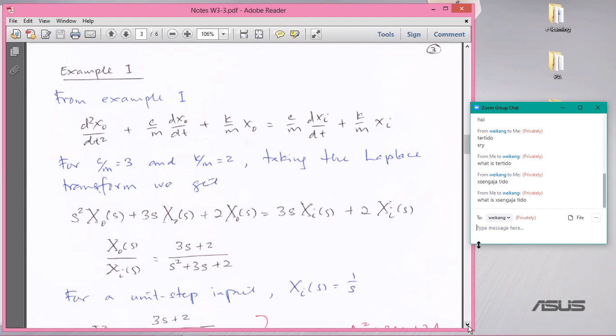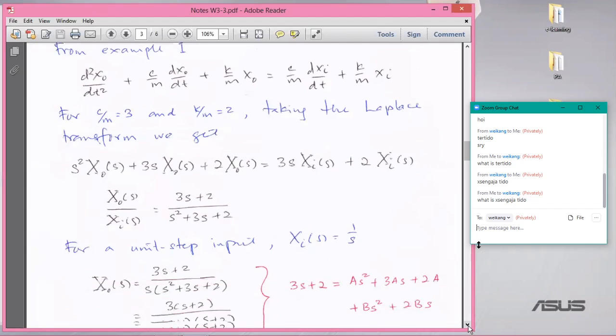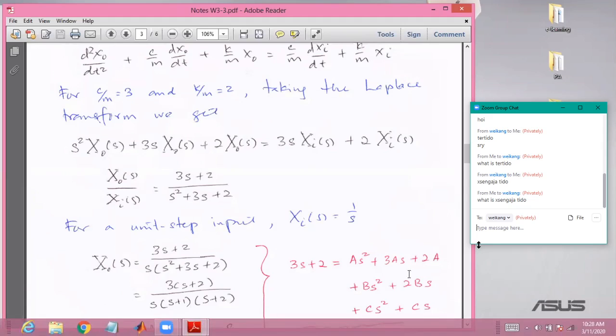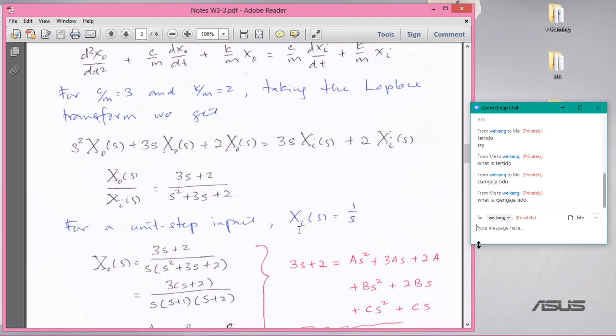And then you can solve for the transfer function. This is what we call the transfer function: the ratio of the output over the input when the initial conditions are 0. So we get the transfer function. And then we want to solve for the output. We must know what the input variable is. In this case, we are given that the input variable is a step input. Therefore, when you take the Laplace transformation of the step input, you get 1 over s, and then you can solve for the output variable.